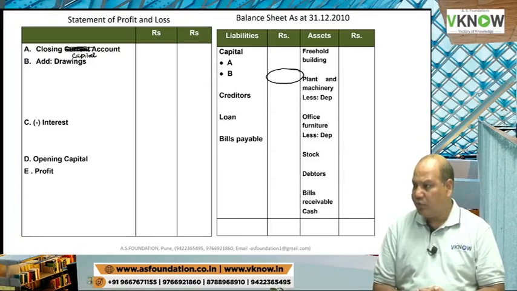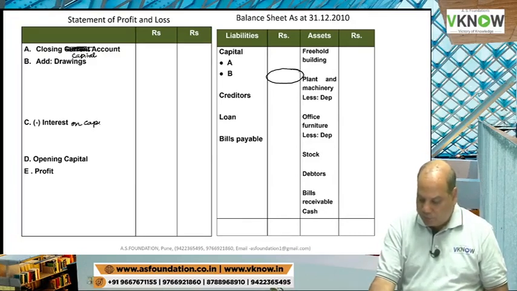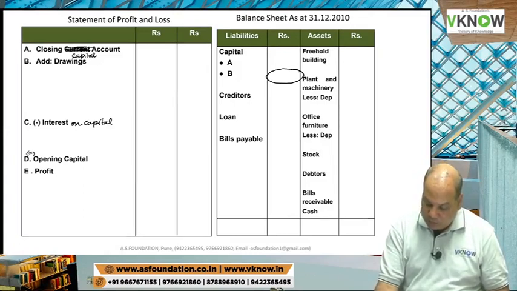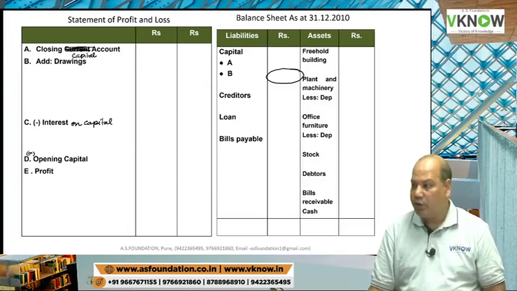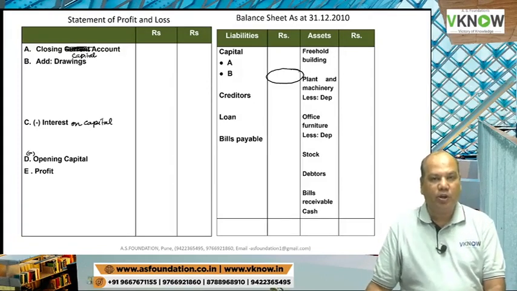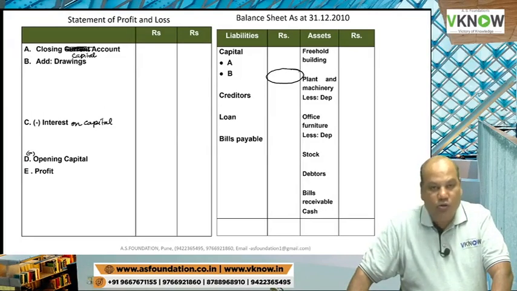Like the previous question, same format. Add drawing. Keep 6 lines blank. Point C, less interest on capital. Keep 6 lines blank. Point D, less opening capital. And the balancing figure will be your profit. So this is the type of partnership problem they ask in the exam. I repeat: point A, closing capital account, point B, drawing, point C, interest on capital, keep 6 lines blank, point D, opening capital, and point E, profit.